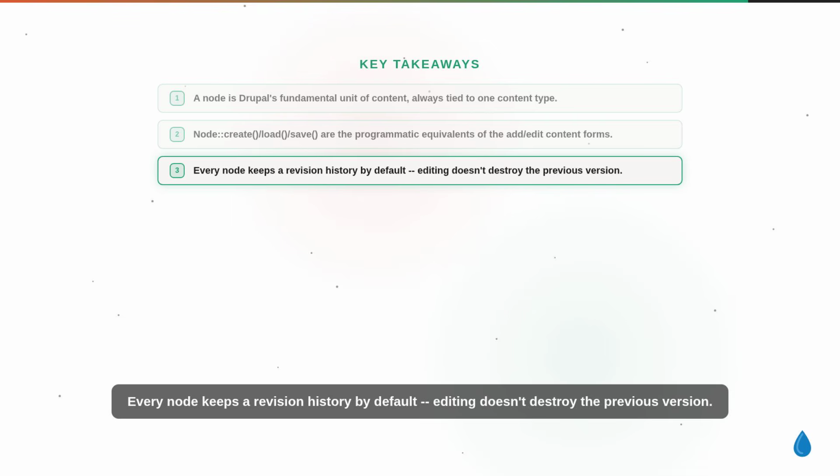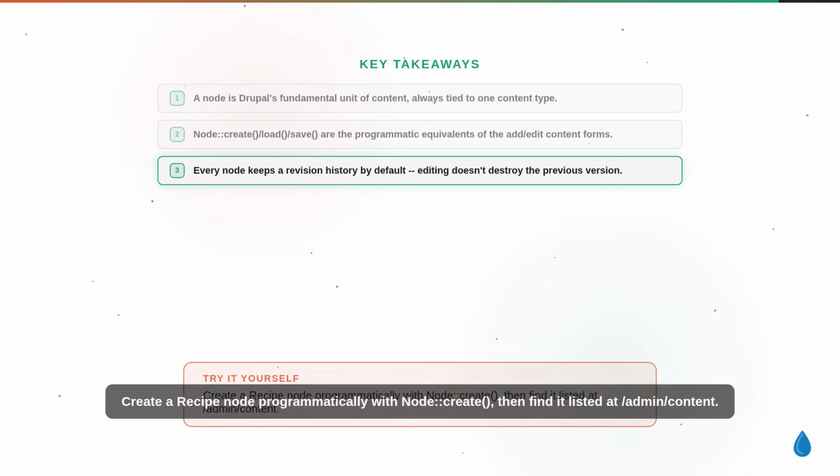Every node keeps a revision history by default. Editing doesn't destroy the previous version. Create a recipe node programmatically with node create, then find it listed at admin content.